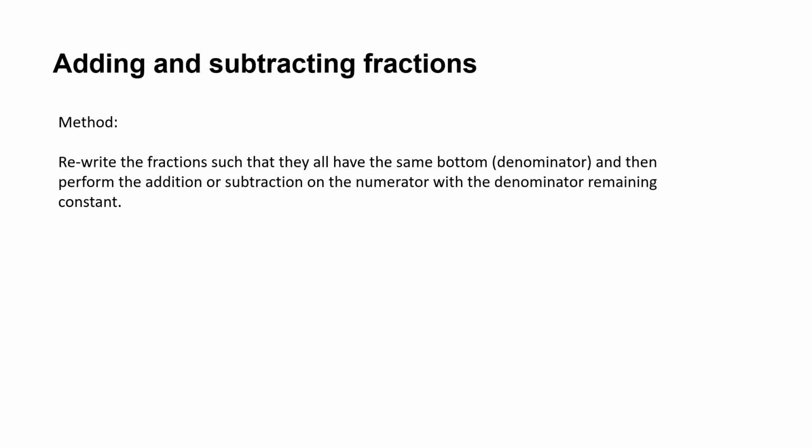So, if we're going to add or subtract a fraction, we need the bottom of the fraction, i.e. the denominator, to be the same for both fractions. So let's look at an example to help understand this. So let's say we have a half plus a third.